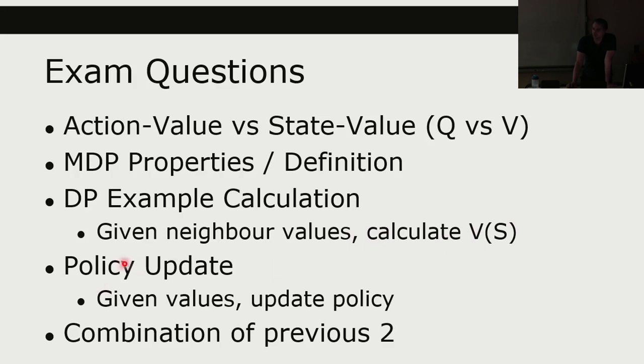A policy update, so given some values, update the policy. That could even be a two-part question where I give you neighboring values, then have you update the current value, and based on that, then we do a policy update. Or I could ask you to state the Bellman equation, or write, no, I won't get you to write the pseudocode of the Bellman equation, but you could be asked for the Bellman equation, for example.